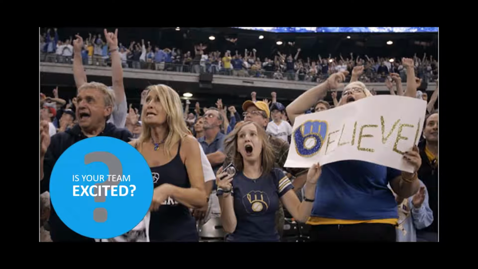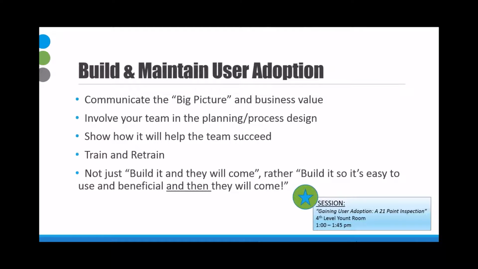In fact, it's so important that you can do steps 1 through 9, fantastic, but if people aren't using your system, your project will not be successful. So how do you maintain and build user adoption? The first step is to communicate the big picture and business value. Here you really want to let your team know what's in it for them. How will it make their job easier? Clearly define why we are doing this and how will this implementation be good for the company. It's very important to define this and communicate this at every stage of your project.